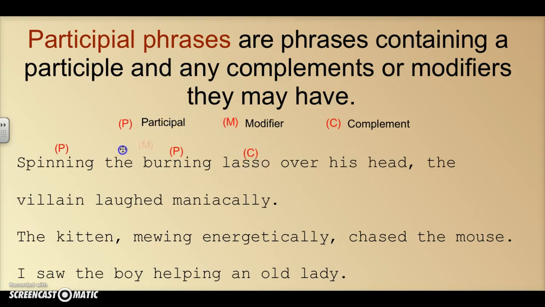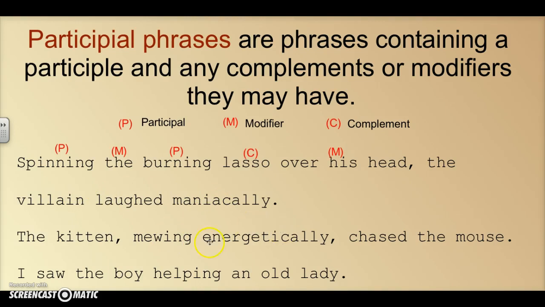And then as far as modifiers go, the, of course, as an article, is a modifier of lasso. And over his head, that right there is a prep phrase, and again, prep phrases act as modifiers. In this case, it's describing as a whole how he is spinning the burning lasso. And this whole phrase actually modifies the villain because it's describing him and what he's doing.